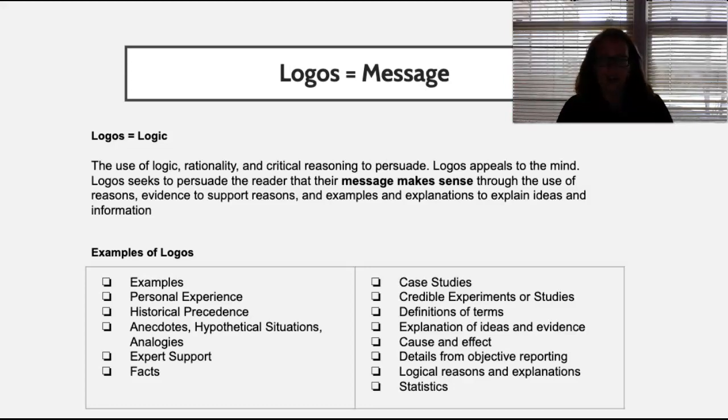So you want to have solid reasons that are believable. You want to have evidence that you can support those reasons with, and you want to have examples that you've come up with and explanations to help explain those ideas. Again, having reasons and having evidence is great, but if your readers don't understand the reasons and evidence, if it doesn't make sense to them, then you've lost them.